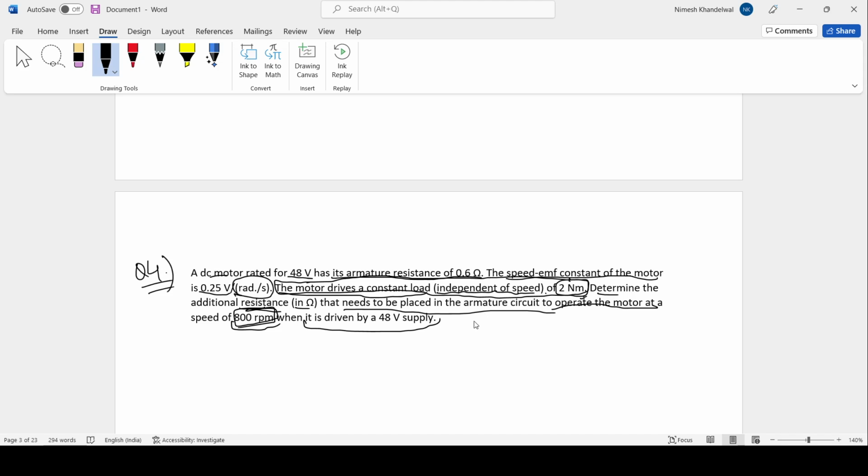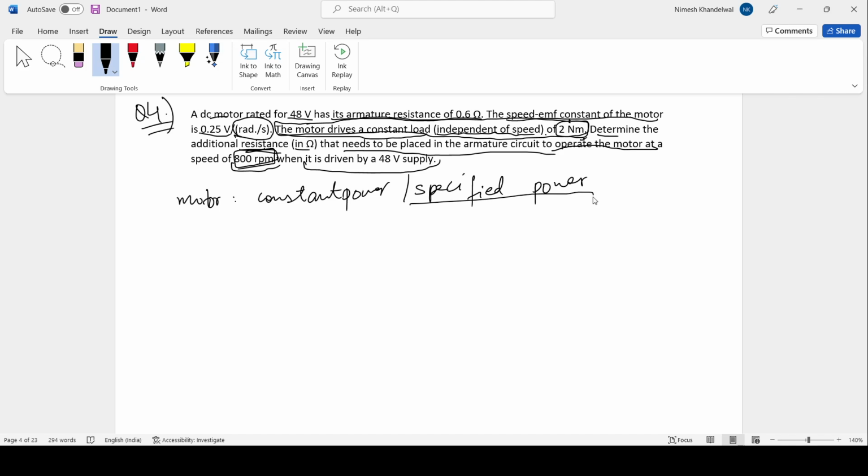So basically we want the motor to output a constant, specified power. And how do you calculate the power of any motor? You calculate the power as VI.